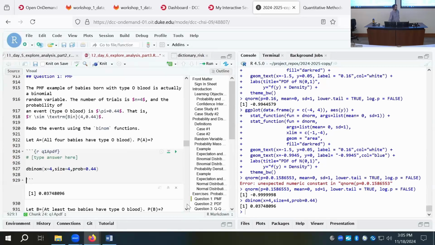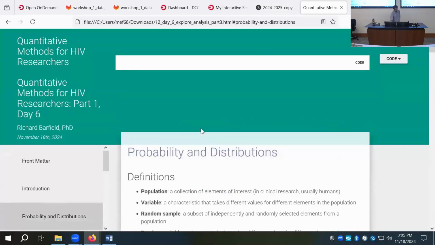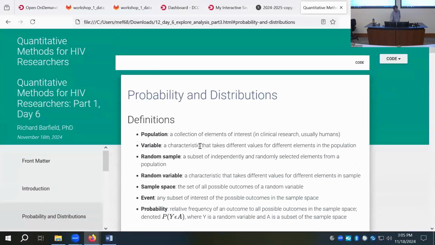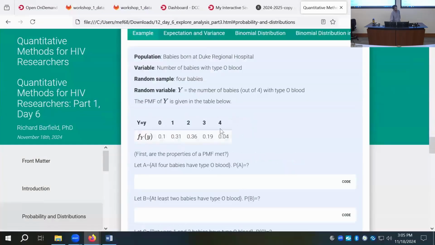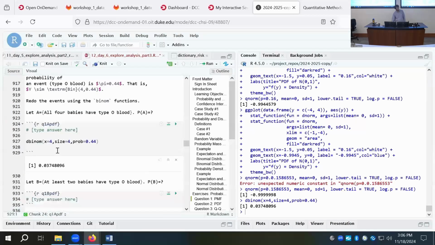So remember, prior it was 0.04. If we go back up to that original example, find it real quick. Had it as 0.04, right? Which is basically what we're getting. It's 0.03748. Okay, so this is using the dbinom function. So at least 2 babies have type O blood.